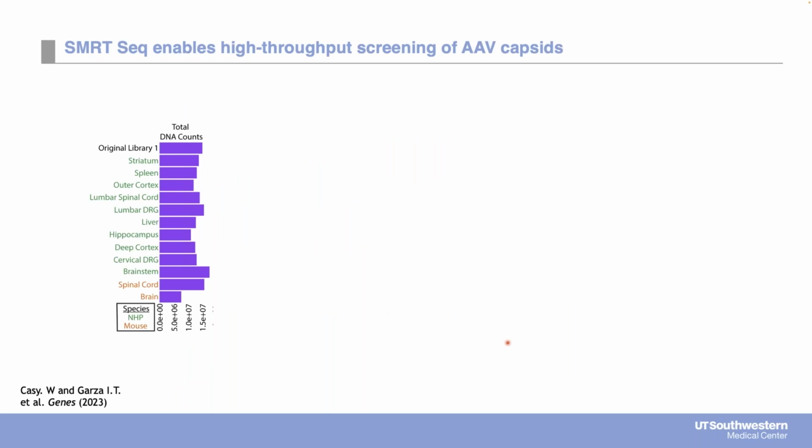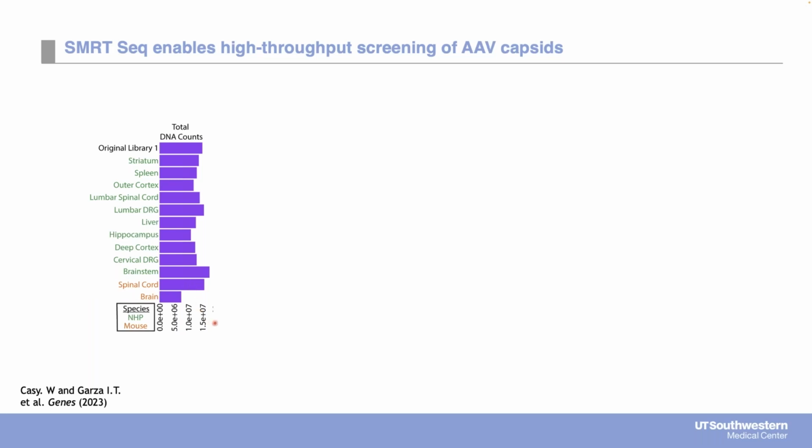And so with the first round of injections, what we're able to really highlight here is how useful SMART sequencing is due to the efficiency of analysis. In this case, we analyzed the tissues that were derived from the NHP, as you see in the green text, and the capsids that were derived out of the mouse in the orange text.